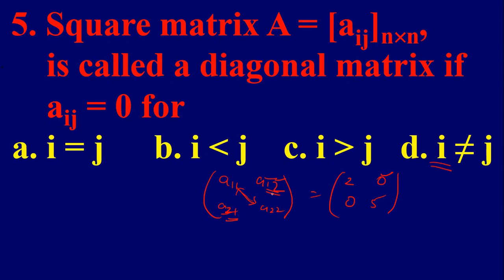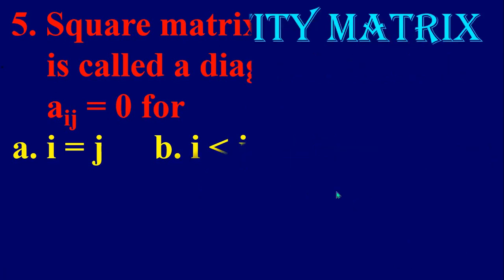For i less than j, A12 is 0, but A21 is also 0, where i value is more than j, so therefore this is also not possible. So this is also not possible. The correct answer is Aij equal to 0 for i not equal to j. So the answer is option D. In a square matrix Aij of order n cross n, it is a diagonal matrix when Aij equal to 0 when i is not equal to j.